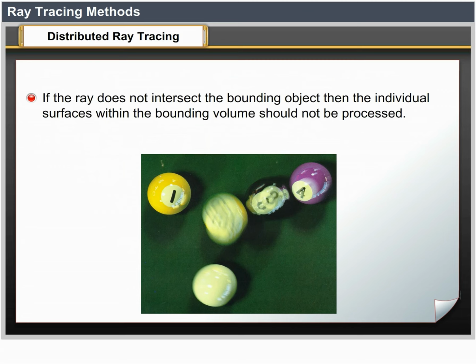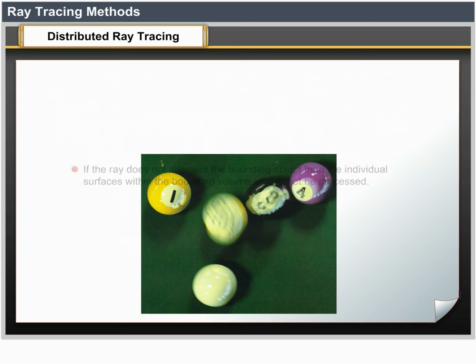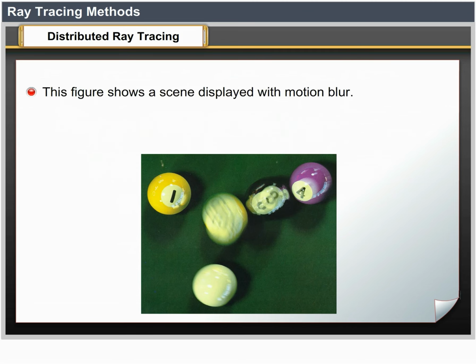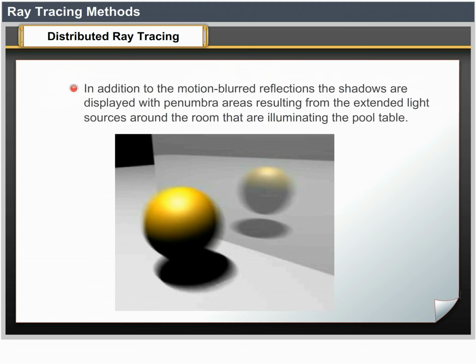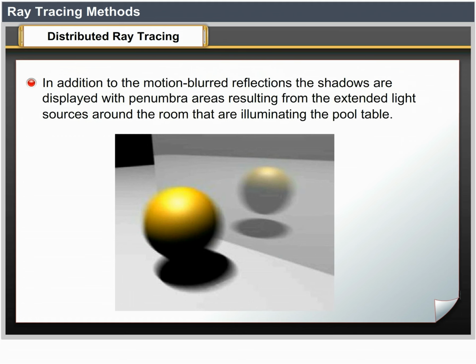This figure shows a scene displayed with motion blur. This image was rendered using distributed ray tracing with 40 by 3550 pixels and 16 rays per pixel. In addition to the motion blurred reflections, the shadows are displayed with penumbra areas resulting from the extended light sources around the room that are illuminating the pool table.